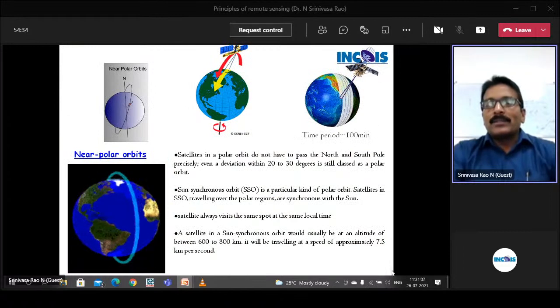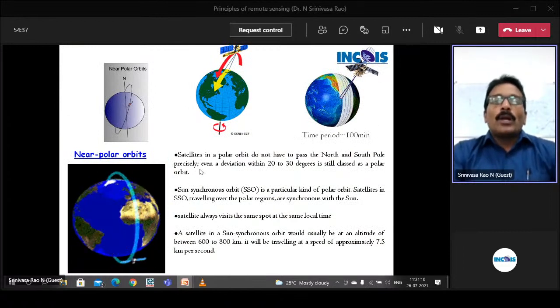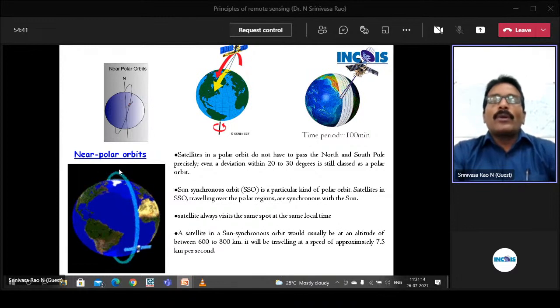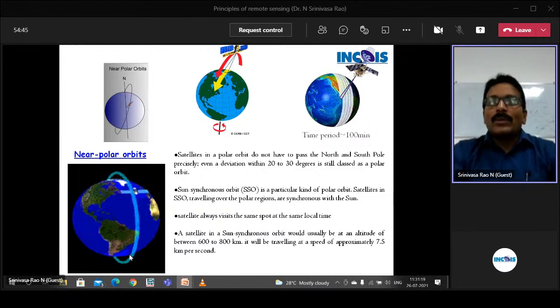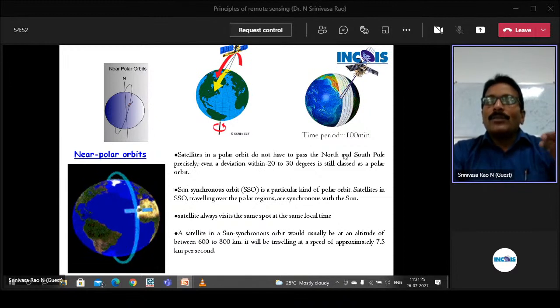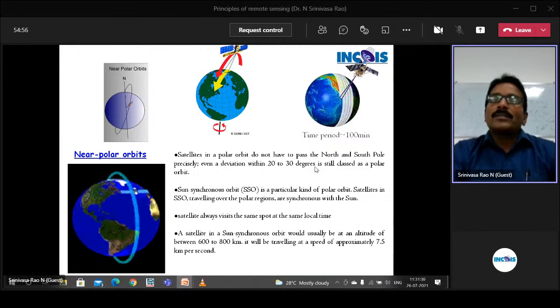If you come to this presentation, now these polar satellites. In this animation, what I showed is exactly overhead from the North Pole to the South Pole. But normally polar satellites are kept at some inclination. Even with a 20 to 30 degrees inclination, we still call it a polar orbit.